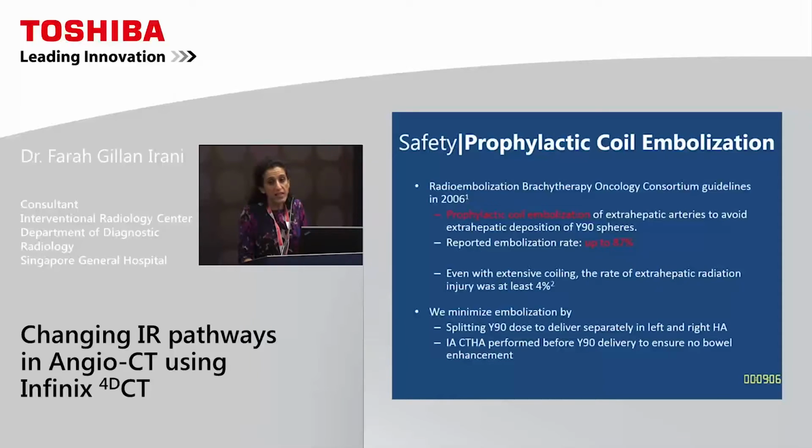In our practice, we actually don't embolize that much. We embolize very, very minimally, and the reason for that is because we deliver Y90 not through the proper hepatic artery, but always into the selected right and left hepatic arteries. In addition, we always use ICTA before we deliver the Y90 to make sure that we do not get any bowel enhancement. So if we park the microcatheter beyond the extrahepatic supply and we run a scan whereby we don't see any enhancement outside, we're very happy to deliver Y90 there, and we've had no complications so far.